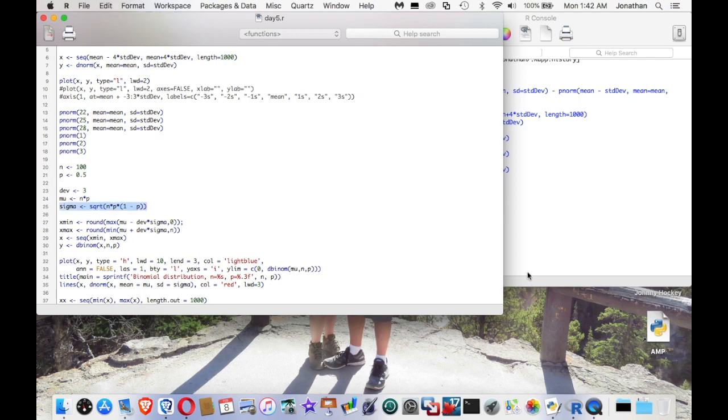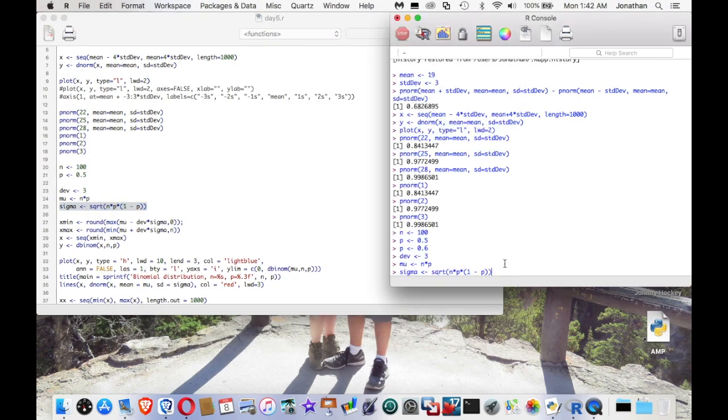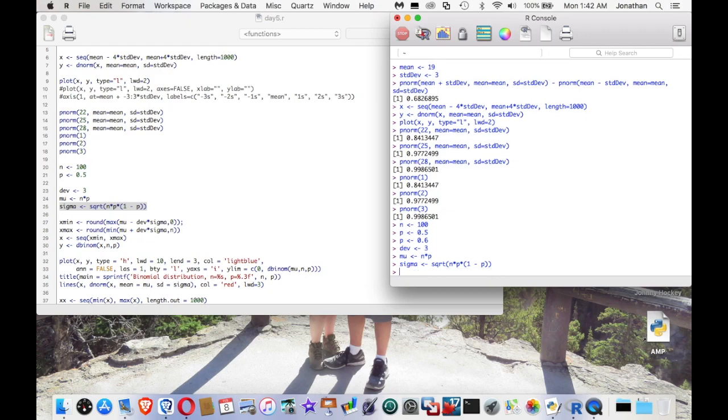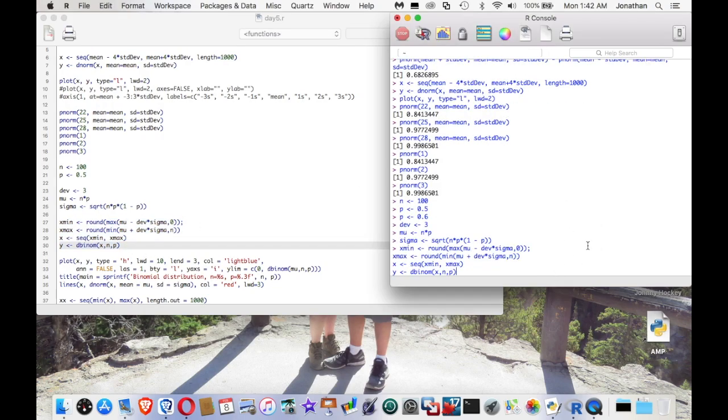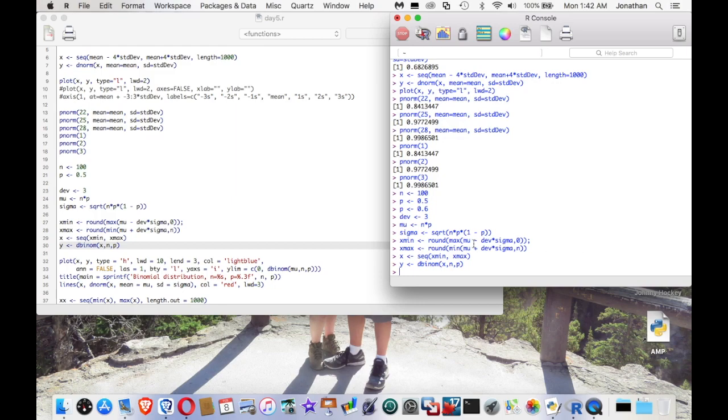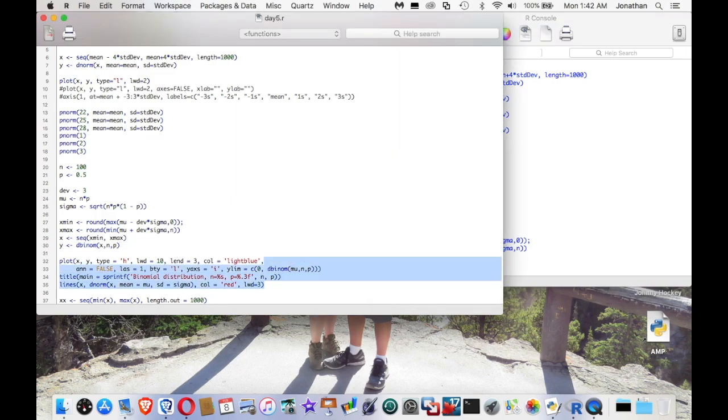The sigma, so the standard deviation for our binomial random variable, will be the square root of n times p times 1 minus p. So trials times probability of success times probability of failure. And then we're just going to go and load up some variables for the plotting. Okay, and now we're just going to call our plot.